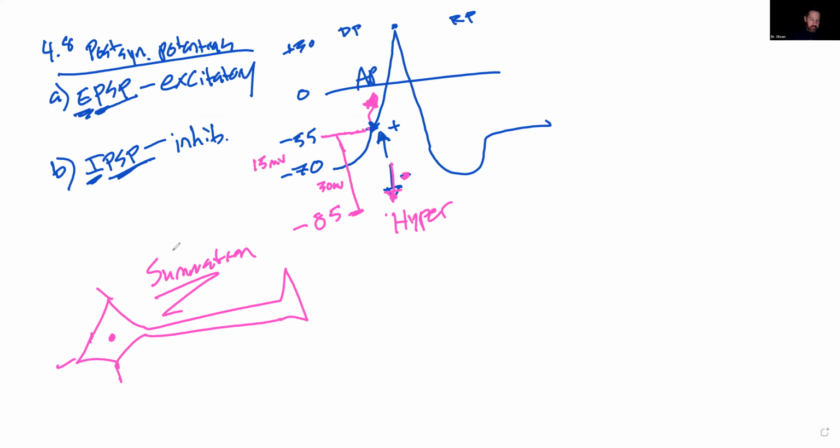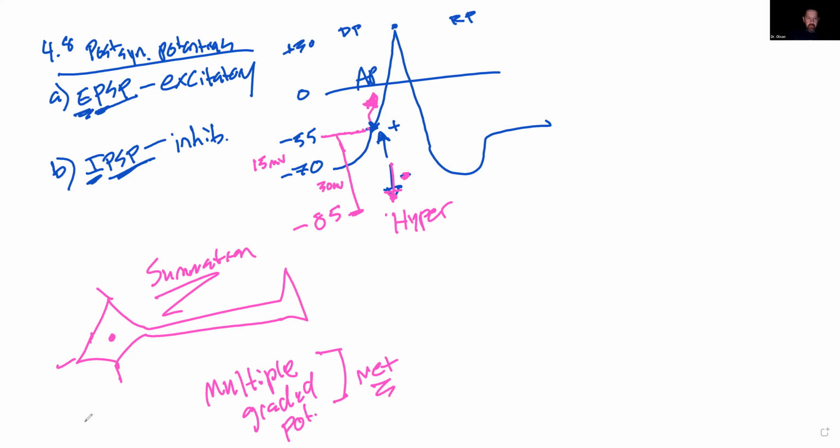Okay, and so what we say is this is the effects of multiple graded potentials. Okay, multiple graded potentials that have a net, right, a summation effect on the membrane potential. So let's look at that. What do I mean by that?